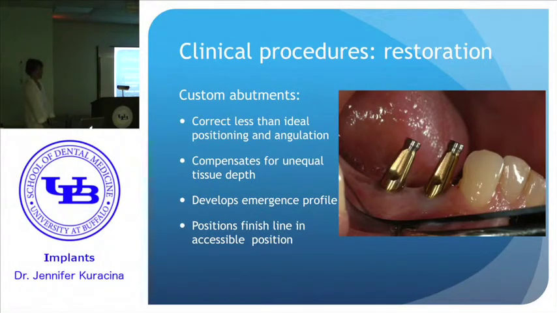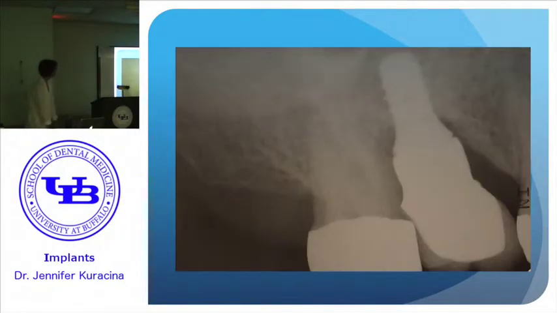Custom abutments, we make a lot of them here, usually because of placement errors, but it can be something a lot more subtle, like having your tissue level not at the same depth all the way around the implant. So it allows us to compensate for unequal tissue depth, put the finish line in a better place.